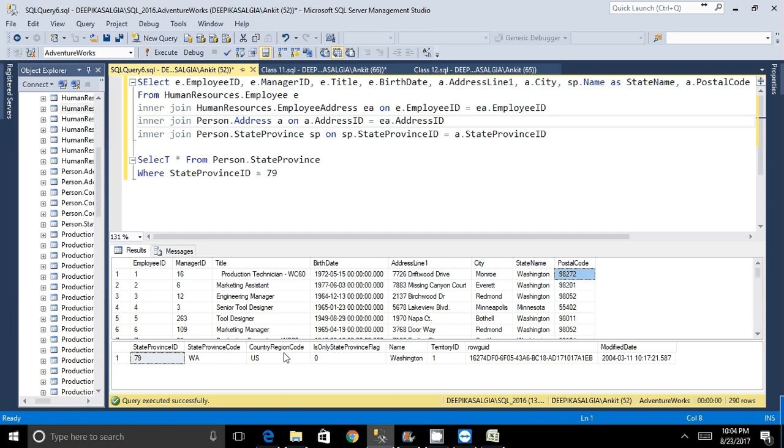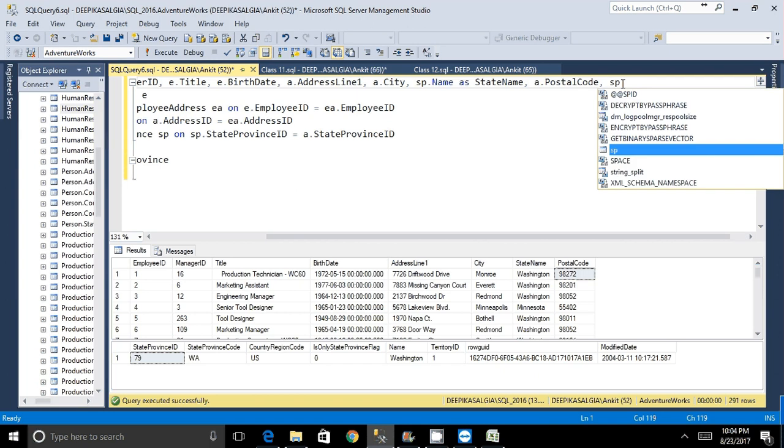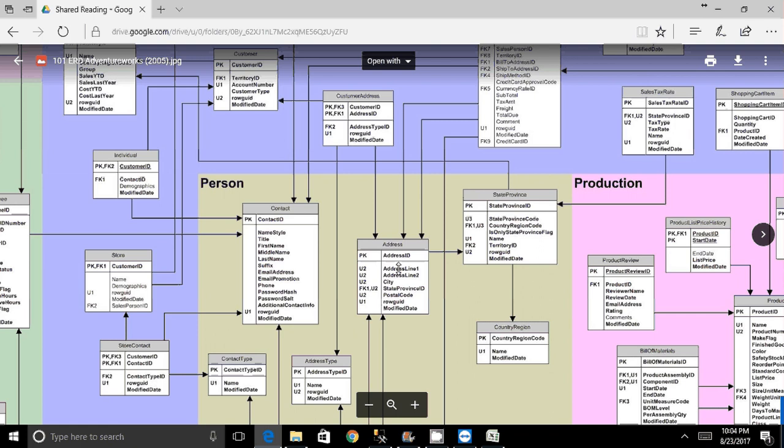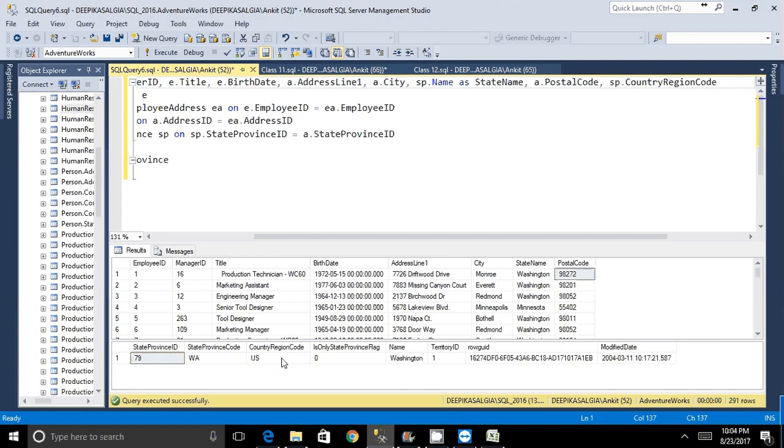country region code. Okay, you put the country region code, but you know what's gonna happen. State province has the country region code. That's the closest you can get. You don't have the name, you don't have anything else in the address table. So let's look at the address table. Does it have a country name? No, it doesn't have the country name. Does the state province have the country name? No, all it has is the closest, which is the country region code.